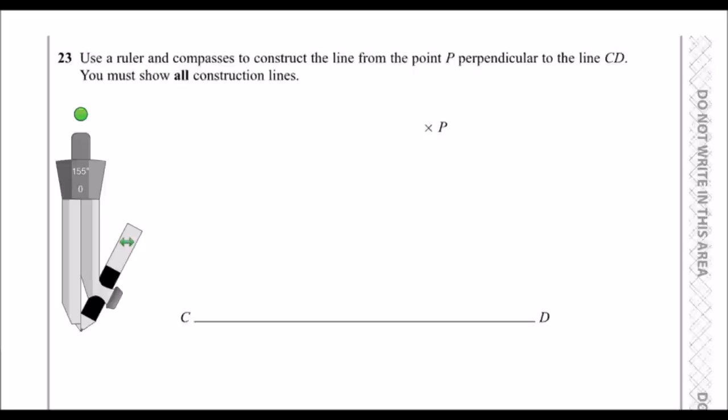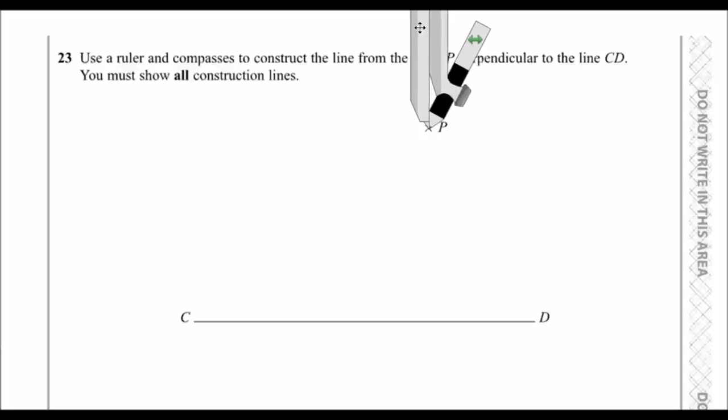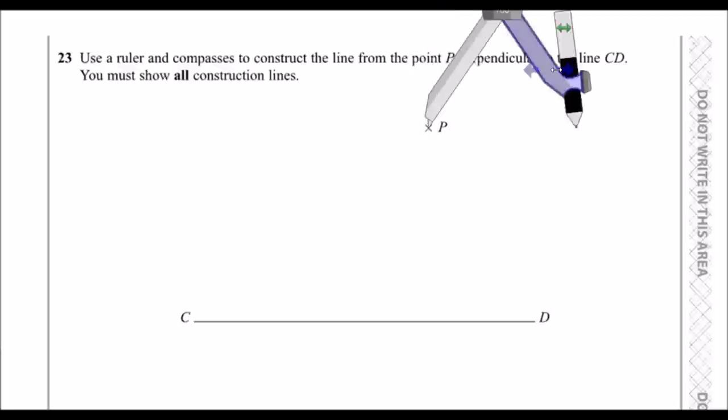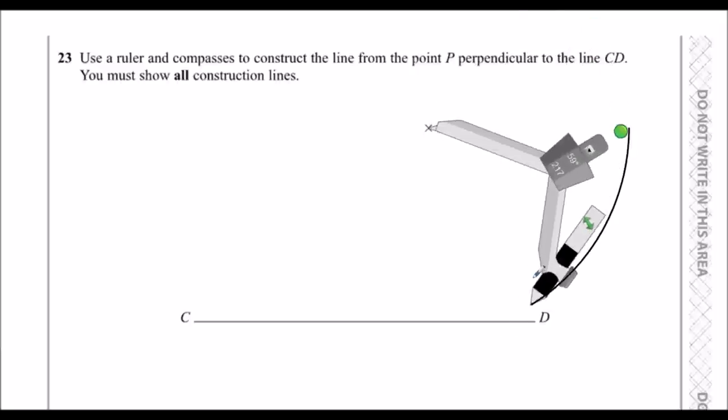23. Use a ruler and compasses to construct the line from the point P perpendicular, so a 90 degree angle, to the line CD. You must show all your construction lines. So we grab a compass, we put the point of the compass on the point P. We're going to extend it out and draw an arc giving us 2 points on the line CD, and they will be 2 points that are the same distance away from P.